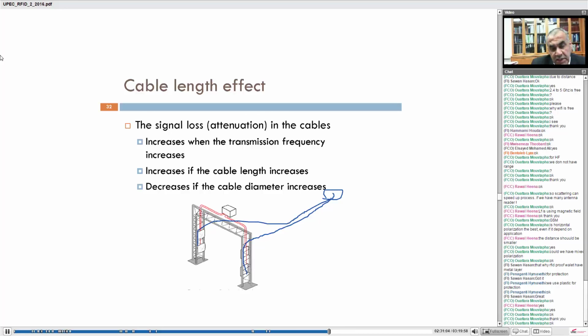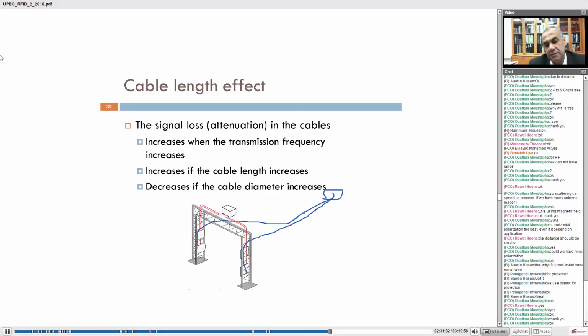And this loss is increased when the transmission frequency increases. So this is very important to remember: the signal loss, the attenuation in the cables, increases when the transmission frequency increases, and when the cable length increases, which is obvious, and decreases if the cable diameter increases.